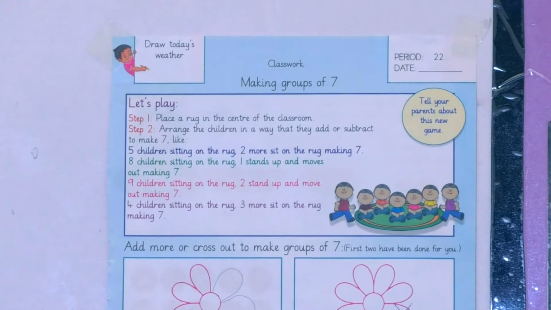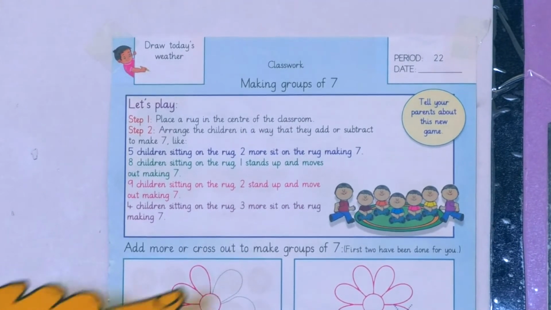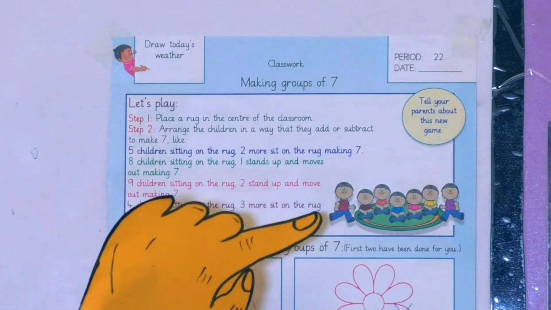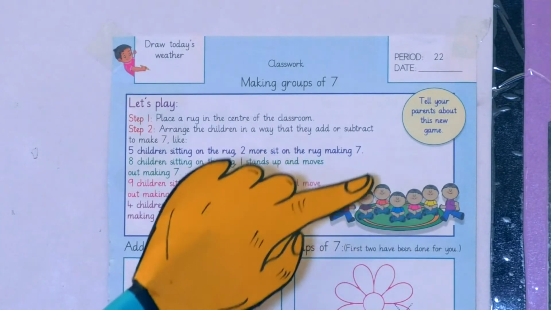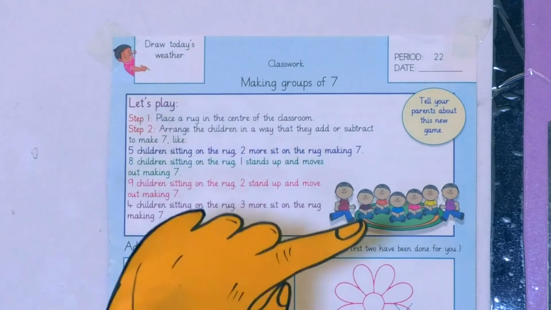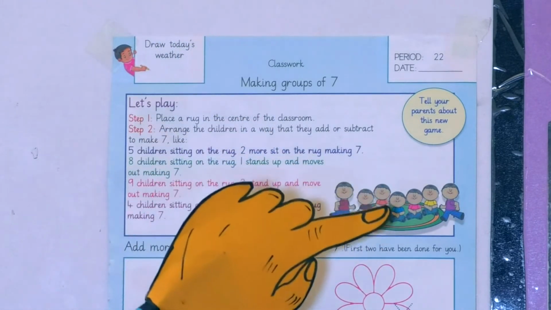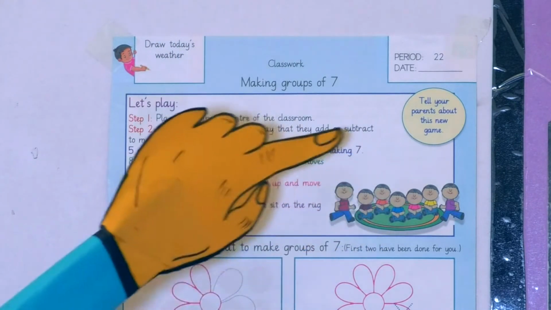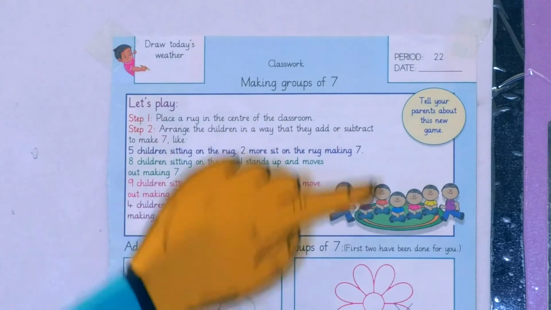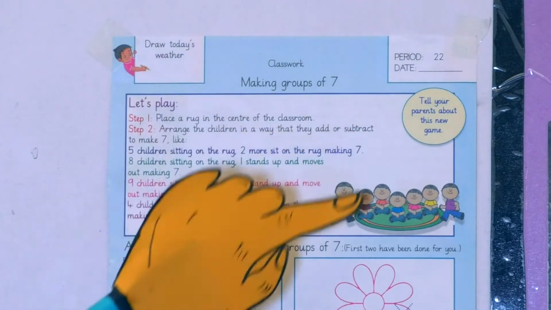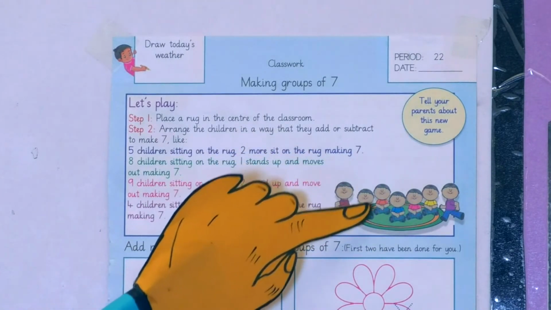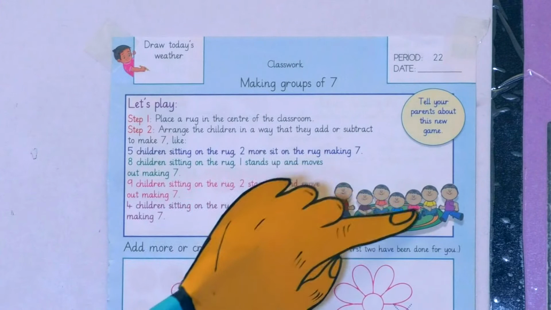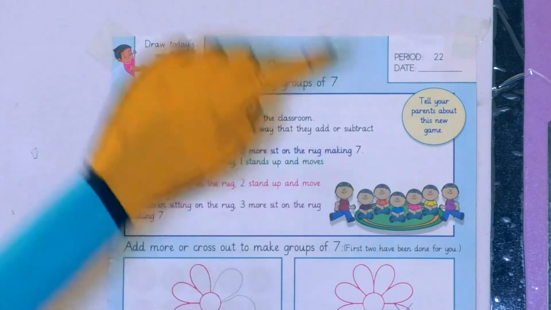And if you have 5 fellows, then what will you do? Then you need 2 more fellows to sit on the rug to make the set of 7, because you cannot add more students than 7, or allow them to sit less than 7. So if you are 5 in number, you will add 2 more fellows. They will sit on this mat or rug to make the group of 7.